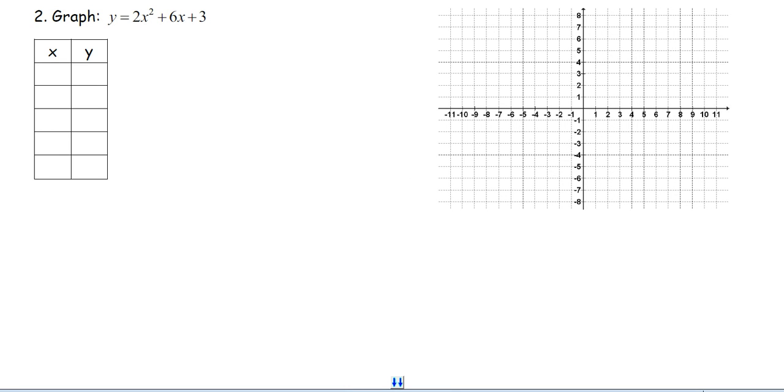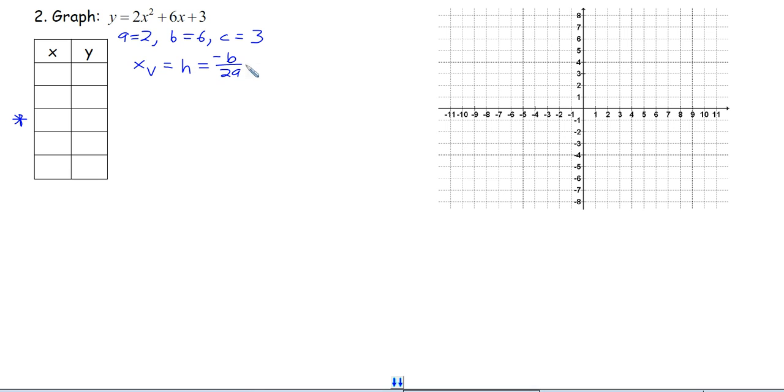Okay, looking at number 2. y equals 2x squared plus 6x plus 3. So that's y equals ax squared plus bx plus c. So our a should be 2. Our b should be that positive 6. And our c should be that positive 3. I'm going to go ahead and star that. So the x value of our vertex, which is our h, we should be getting is negative b over 2a.